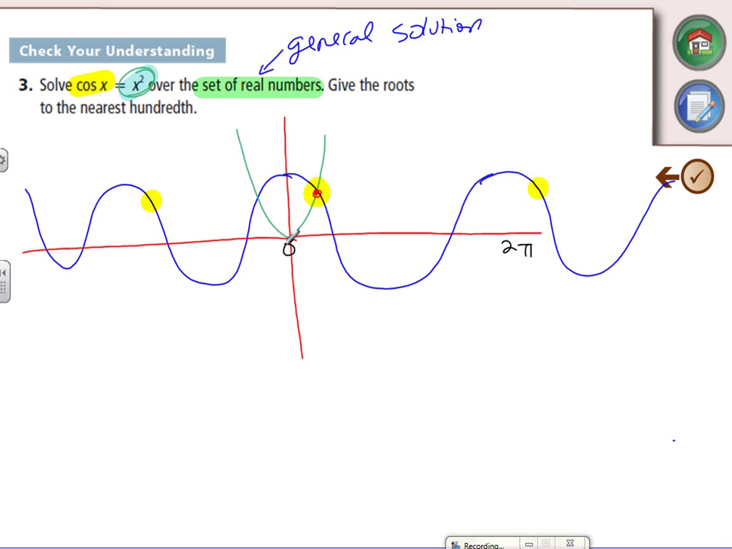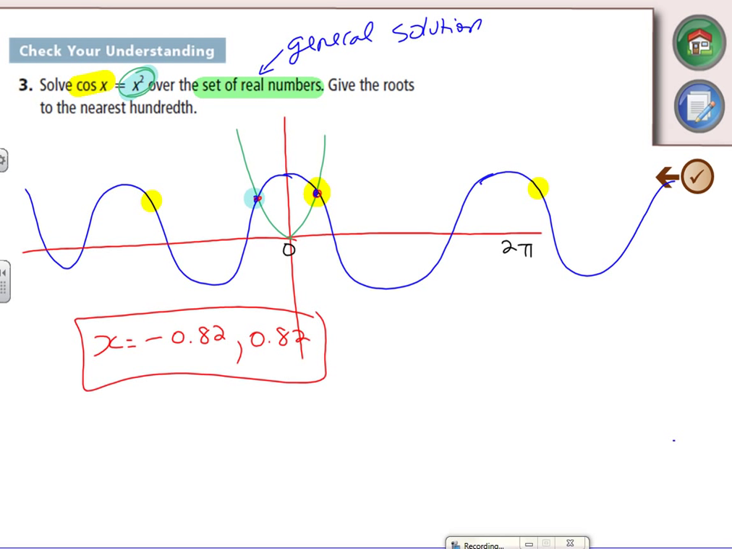So over the set of real numbers, the general solution, in this case, is just those 2 points, which, using our calculator, would have given us x equals negative 0.82 and a positive 0.82, and it will never intersect again, no matter how big we make our graph. All right, that's it. Finish off your 3 idea questions, and we're done.